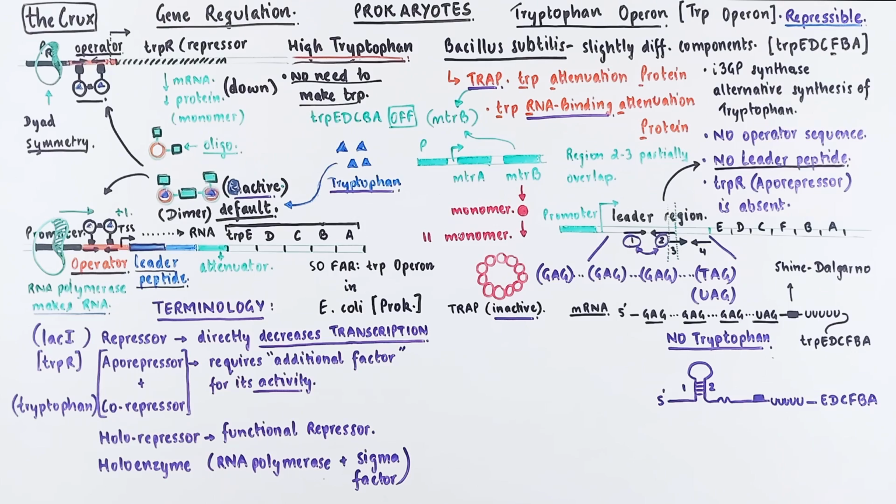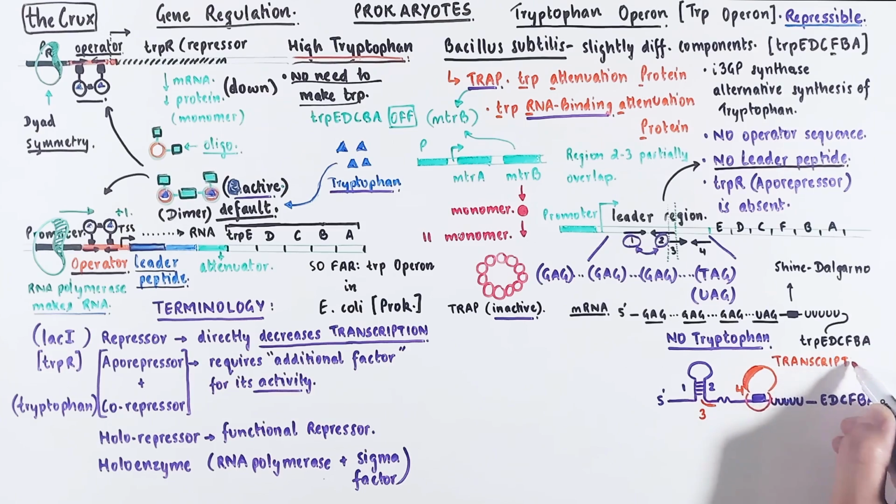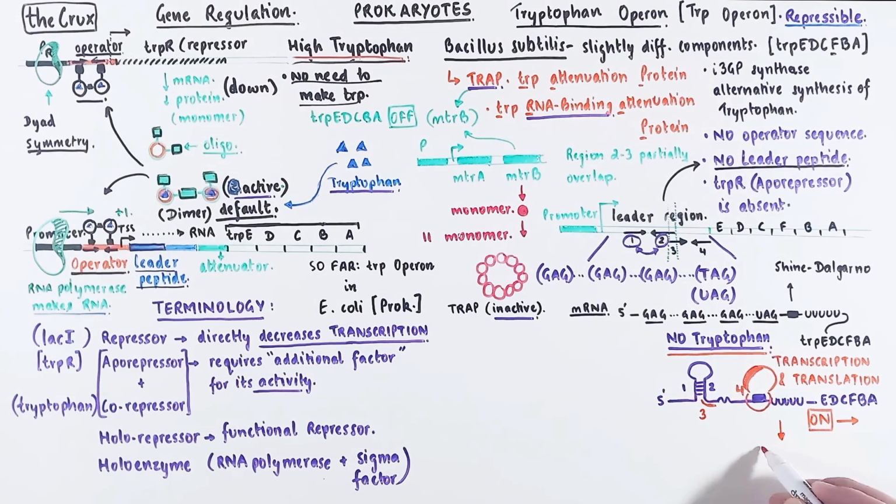So if region 1 and 2 are transcribed before 3 and 4, then region 1 and 2 will already form the hairpin structure. This means that region 3, because it overlaps with region 2, cannot form a hairpin structure with region 4. This means that the Shine-Dalgarno sequence, which is part of region 4, is free and accessible by the ribosome. So translation can start. And the attenuator is not sitting next to any hairpin. This means that the translation and transcription can proceed normally. The operon therefore is turned on.